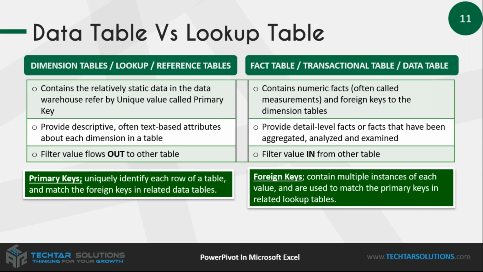The second attribute is that in the lookup table, we define the relationship with the primary key, which uniquely identifies each row of the table and matches the foreign key in the related data tables, as we have seen in the previous example. Simultaneously, the foreign key is used multiple times in the data table, which is linked with the primary key of the lookup table.